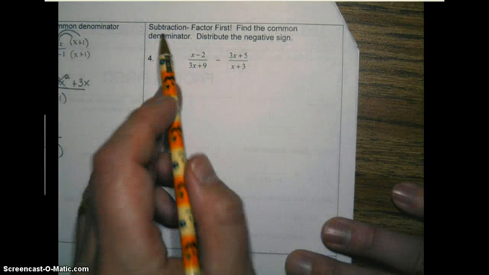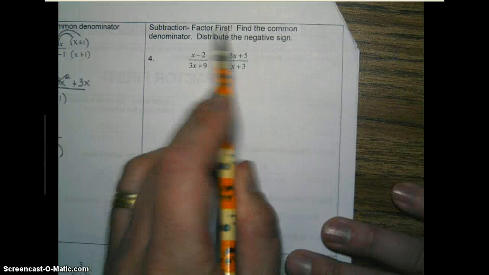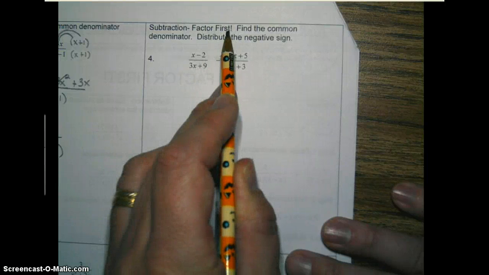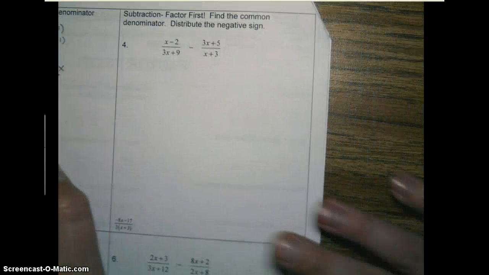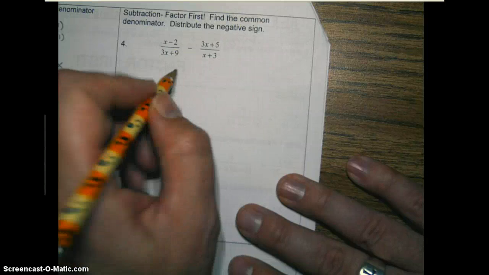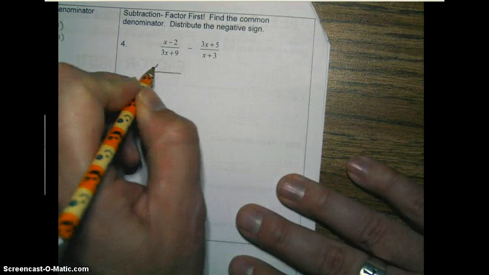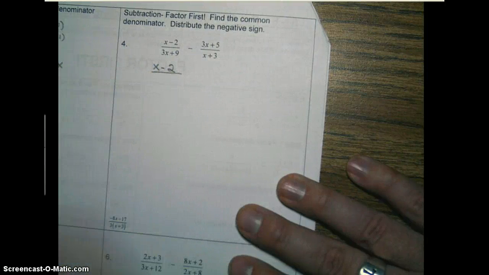Okay, number 4. All right, subtraction. Factor first. Notice there was no factoring that needed to be done in this problem. So we're going to have x minus 2 on top. That's a group. Factoring out anybody? That's right, a 3. Gives us x plus 3.